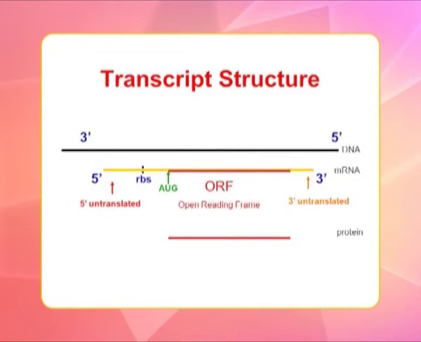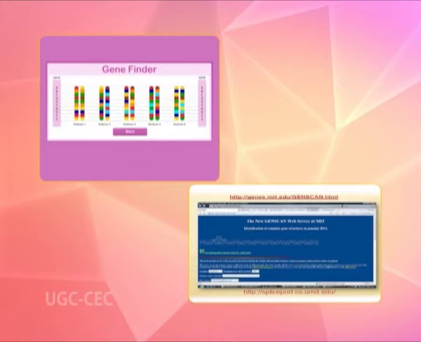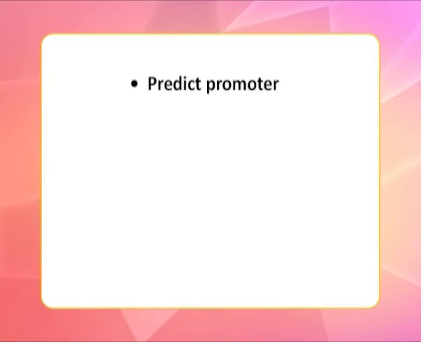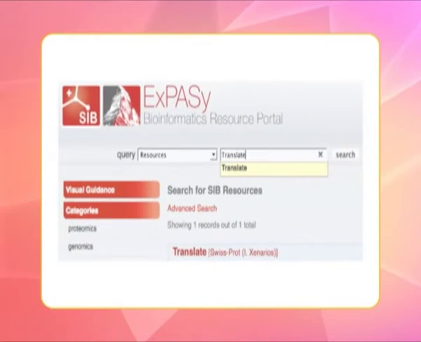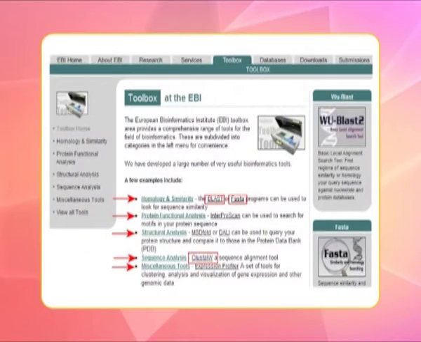Step second, identify open reading frames, ORFs, and translate into protein. If you already have a DNA sequence of interest, you need to be able to translate it so that you can perform further analysis. GeneFinder and GenScan, besides many more tools, are available to predict promoters, splice sites, translation initiation and termination sites. Moreover, ExPASy and EBI are the simple translation tools available.